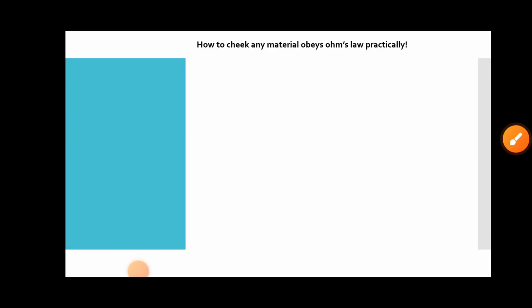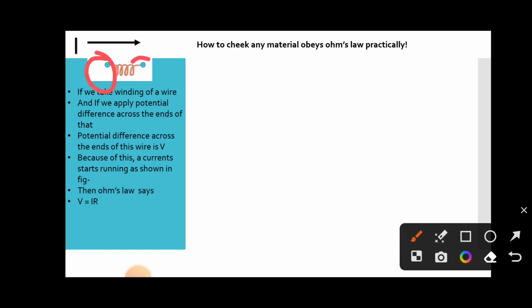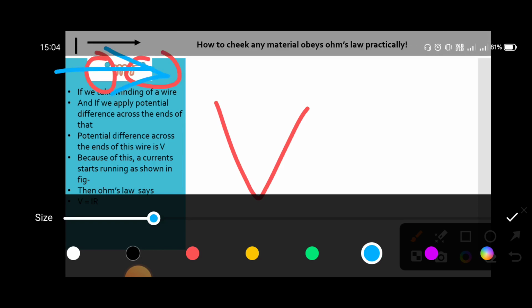So how do we check practically whether any material obeys Ohm's law? If we take a winding of a wire and apply a potential difference across the ends of it, suppose across both ends, the potential difference across the ends of this wire is V. Because of this, the current in the winding of this wire is I.